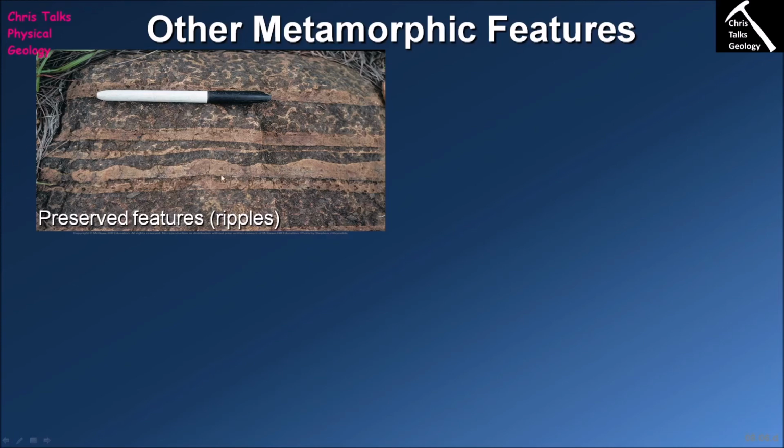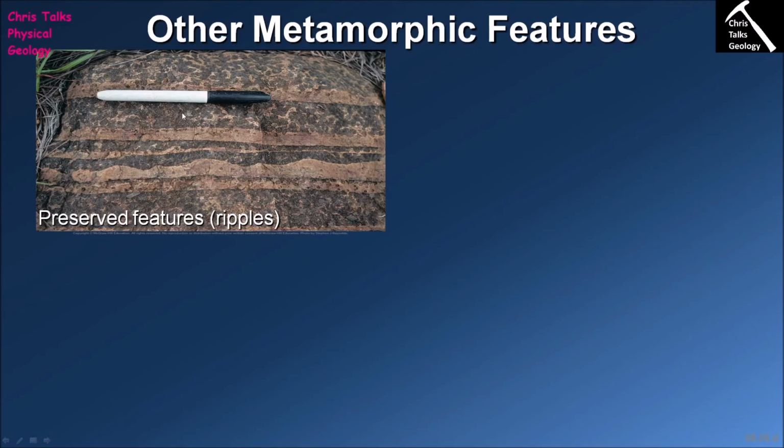So what we have here are ripple marks. So these are ripples which were part of a sediment which was then lithified and turned into a rock, and then that sedimentary rock was metamorphosed as a result of increased heat and pressure. So we can easily pick out these original structures.